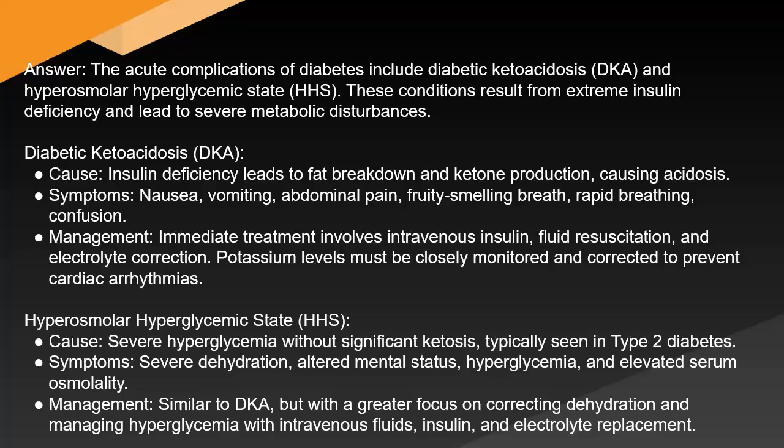Diabetic ketoacidosis (DKA) cause: insulin deficiency leads to fat breakdown and ketone production, causing acidosis. Symptoms: nausea, vomiting, abdominal pain, fruity smelling breath, rapid breathing, confusion. Management: immediate treatment involves intravenous insulin, fluid resuscitation, and electrolyte correction. Potassium levels must be closely monitored and corrected to prevent cardiac arrhythmias.